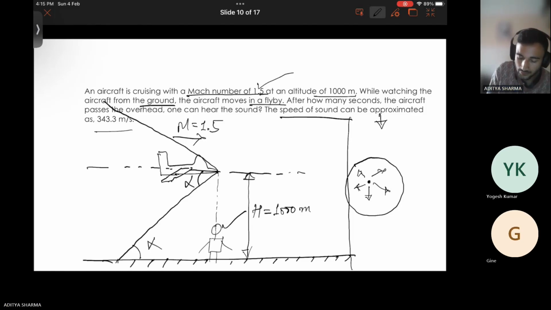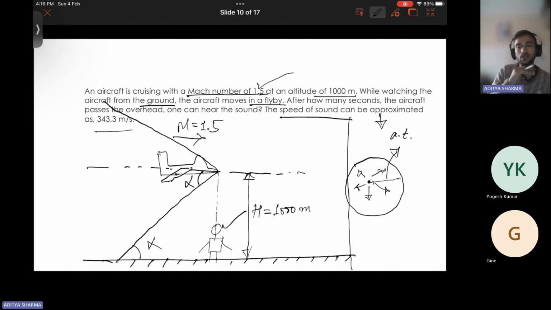At some time t, because this disturbance is propagating with the speed of sound, that is acoustic speed, which is a, this radius will be a into t. A into t.